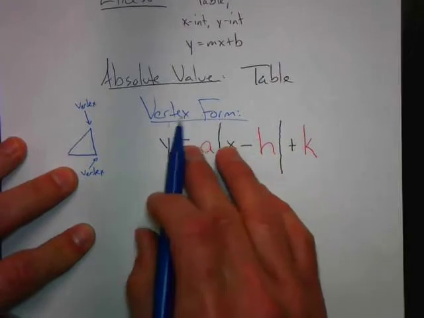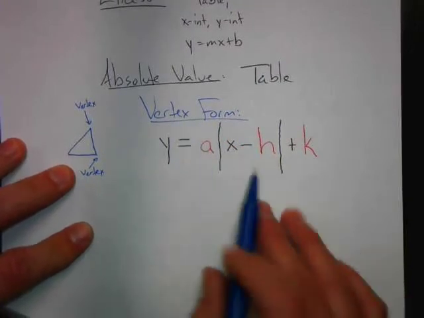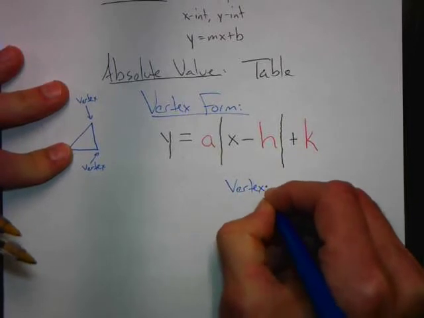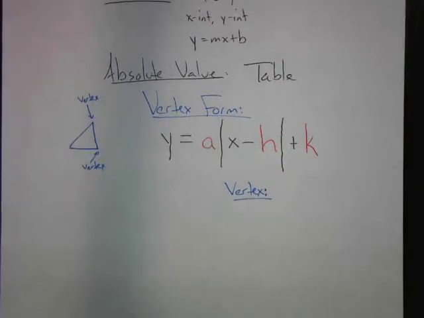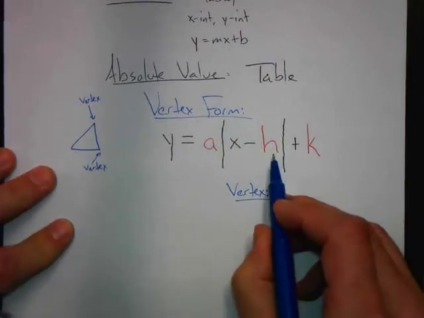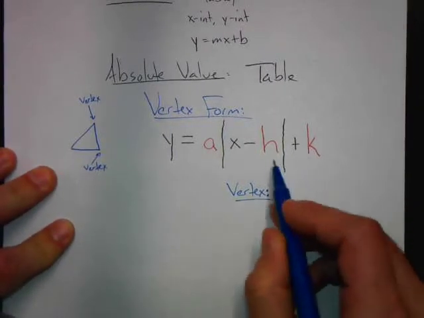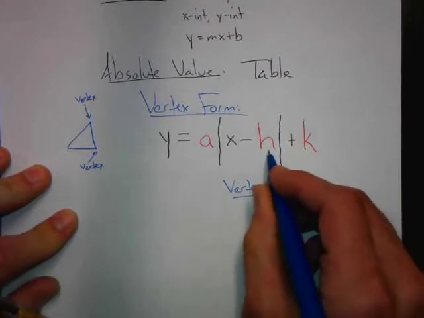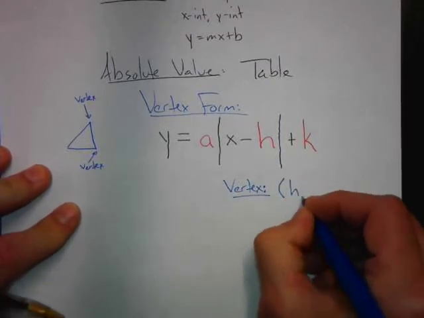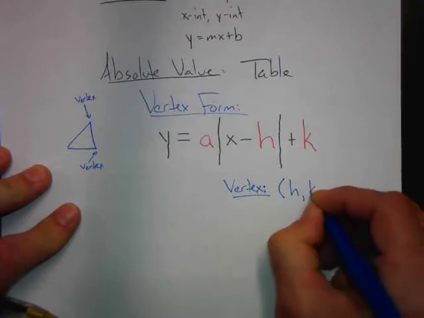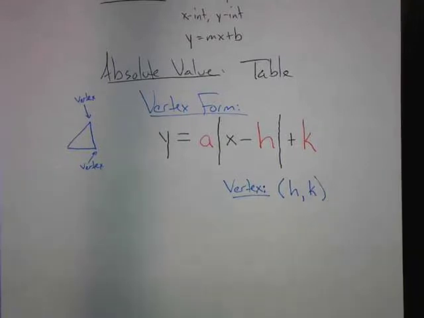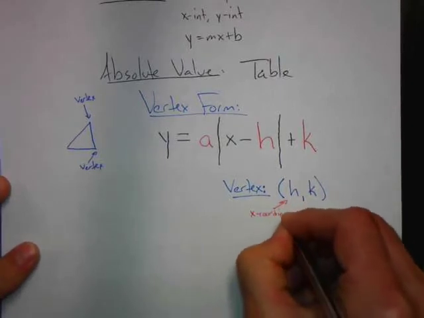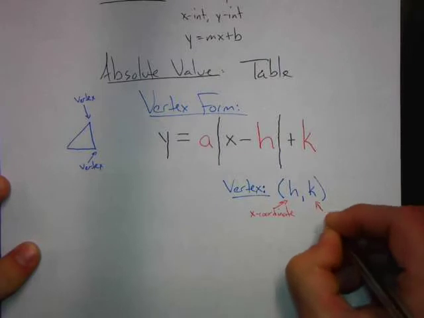By the way, pardon my sloppy vocabulary, but I want to make sure everyone is on the same page. So, what does vertex form give us? It gives us the vertex of the equation. And the vertex is (h, k). So if your absolute value function reads x minus h, the vertex is positive h, comma, k, where h is the x-coordinate of the vertex, and k is the y-coordinate of the vertex.